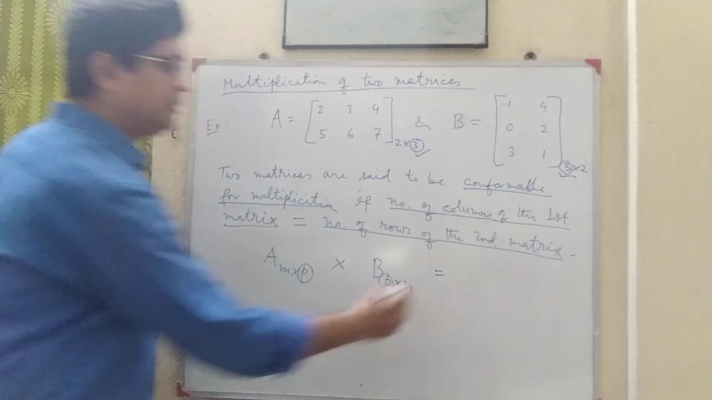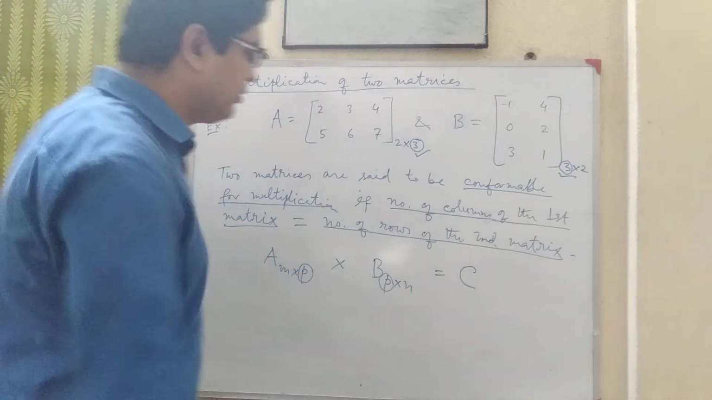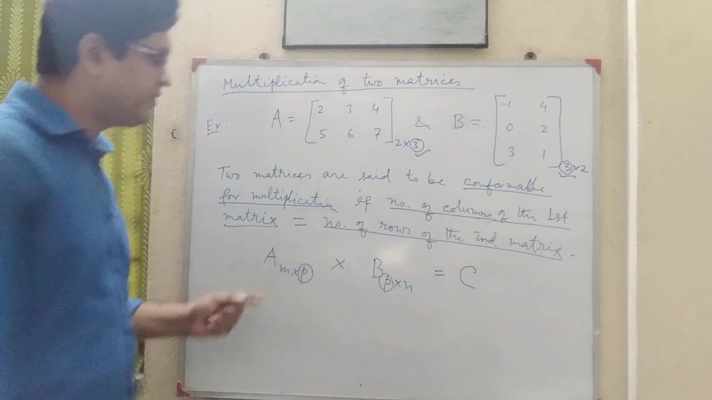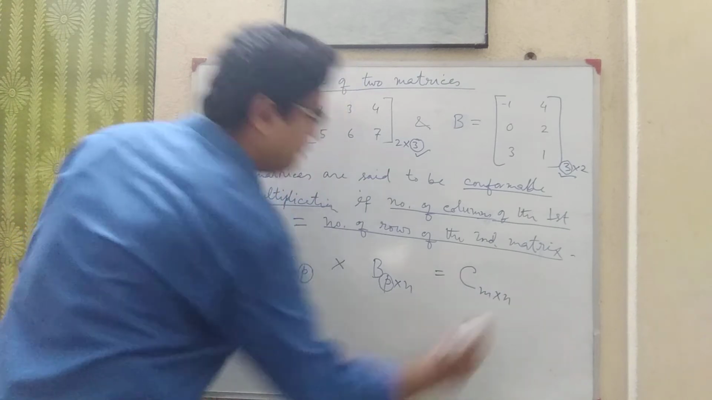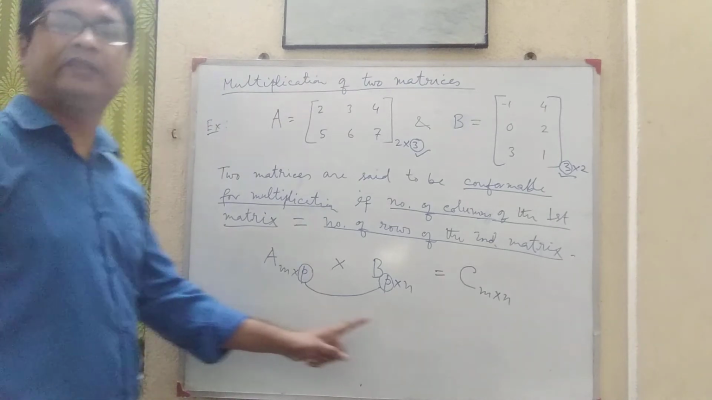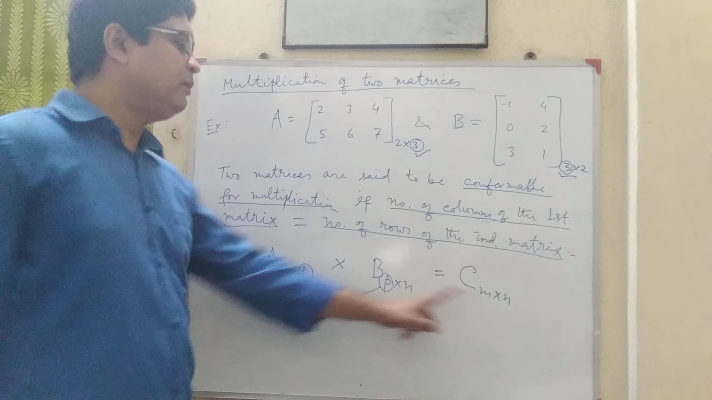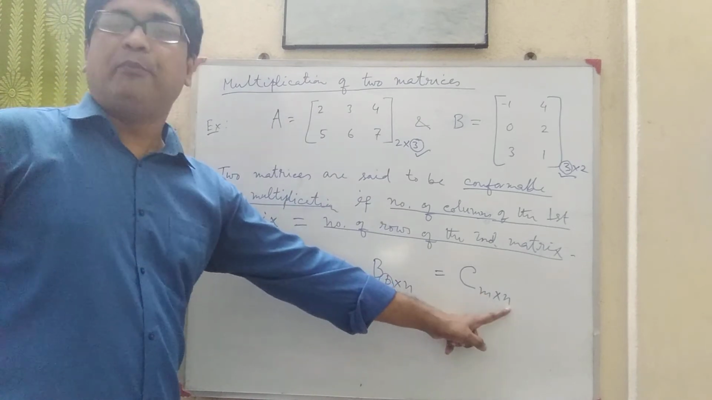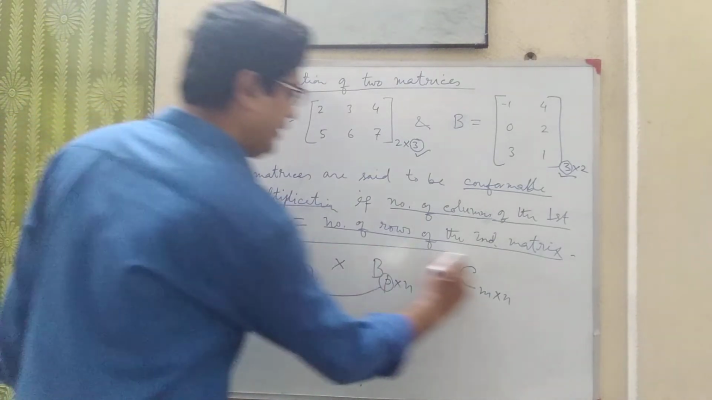and the answer matrix or the result matrix will have the order. What will be the order of the answer matrix? The answer matrix will have the order M by N. Remember this. These two must be equal so that the multiplication can be done, and if this holds, then after multiplication the result matrix that we get will have the order M by N. So this thing you will remember. This is very important.